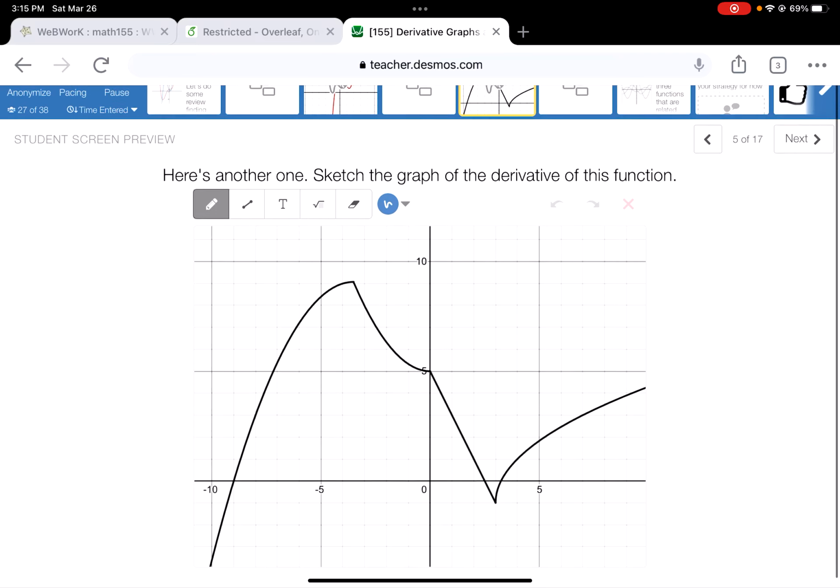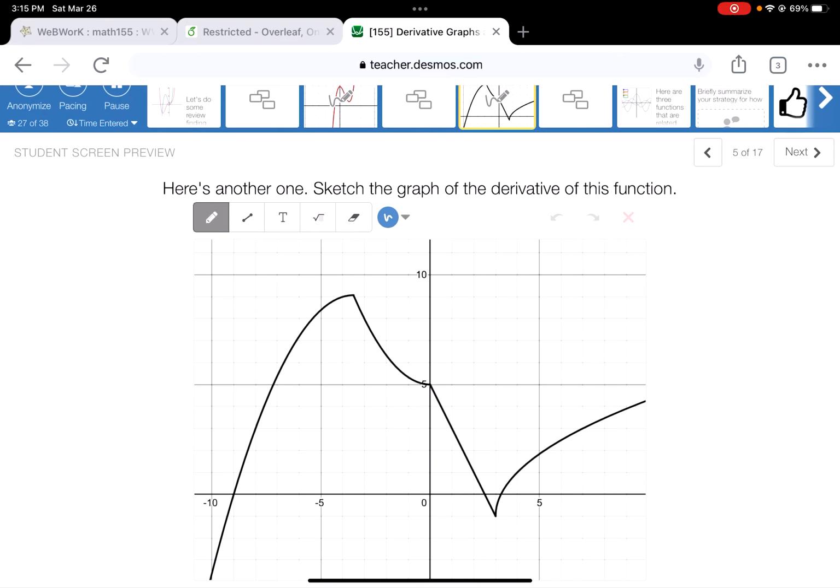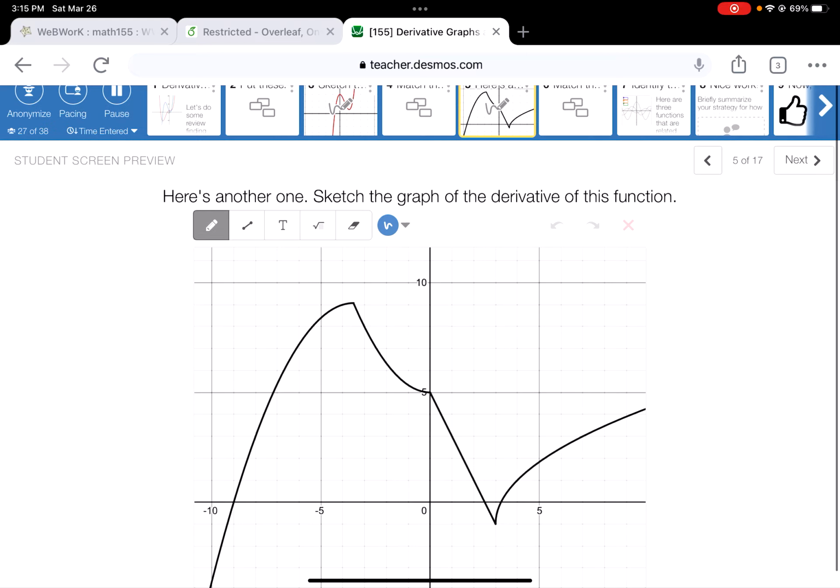All right, sketch a derivative. So I'm going to begin with giving myself markers of the critical points. Okay, there's one, here's another critical point, and here's another critical point.